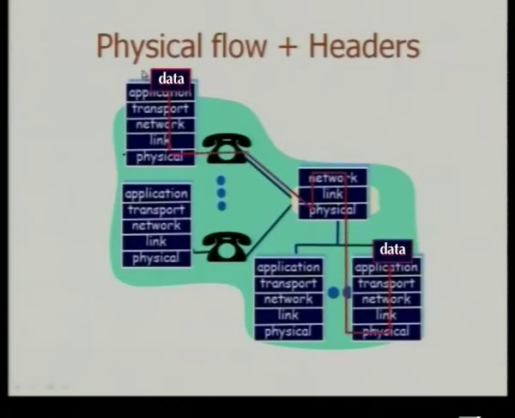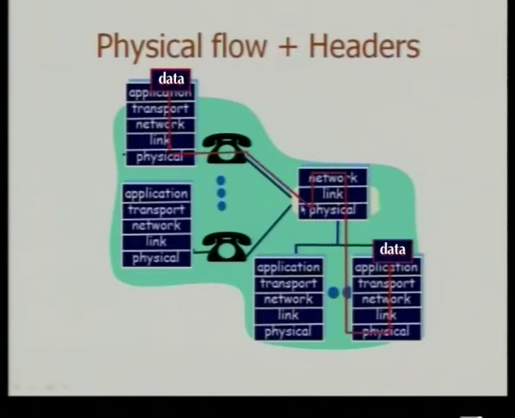So look at what will happen over here. Data will be given to the application layer. The application layer will add its header and pass the data to the transport layer. The transport layer will add its header and give it to the network layer. The network layer will add its header and give it to the link layer, which will add its header and give it to the physical layer. The physical layer will now transmit all these bits, and it will come to the physical layer at the router.